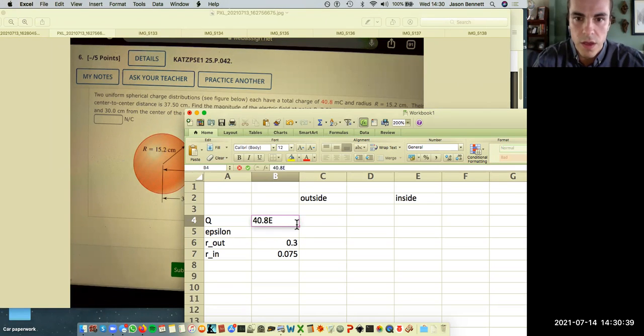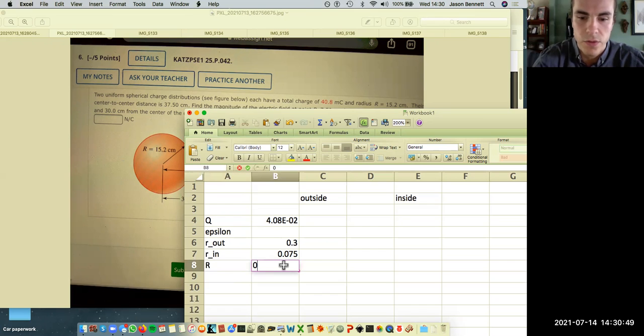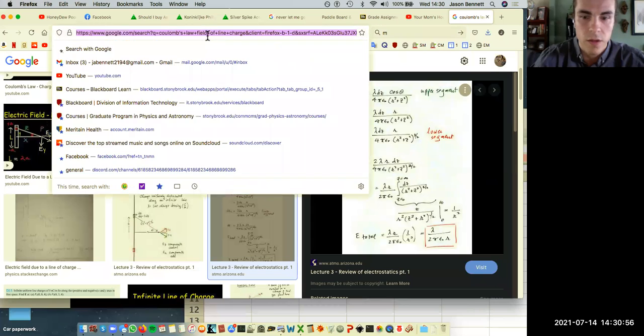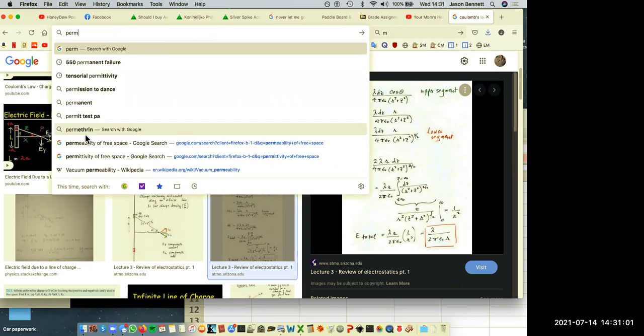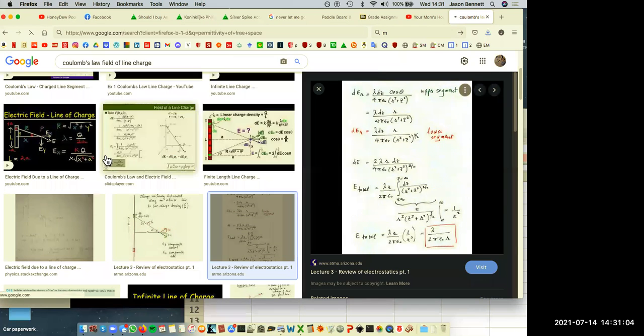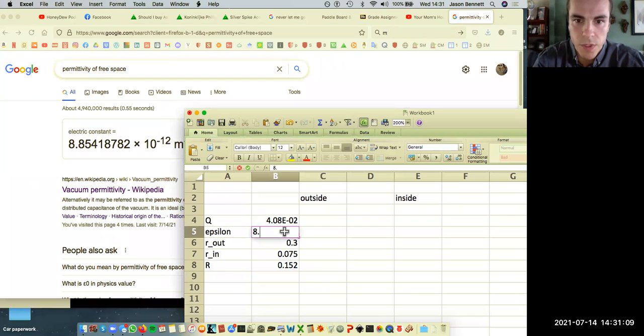So 40.8 E negative. And then big R for the radius is 15.2. Okay, and then epsilon, 8.85 times 10 to the -12. 8.854. Let's just do 2. E.